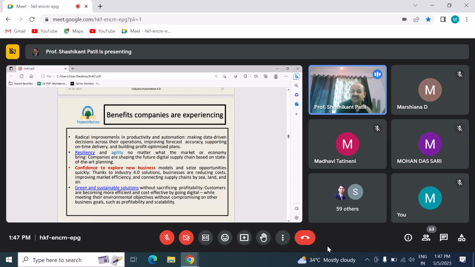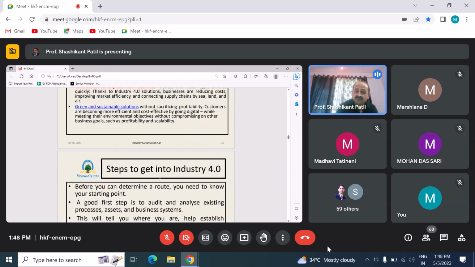Because of Industry 4.0 solutions, businesses are reducing cost, improving market efficiency, and connecting supply chains by sea, land, and air. Then the fourth aspect is green and sustainable solutions. Without sacrificing profitability, customers are becoming more efficient and cost effective by going digital while meeting their environmental objectives, as well as other business goals such as profitability and scalability. Companies and factories in the corporate sector are experiencing this.